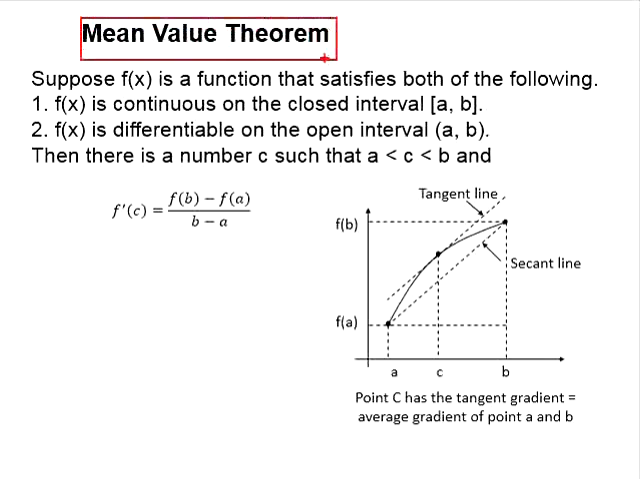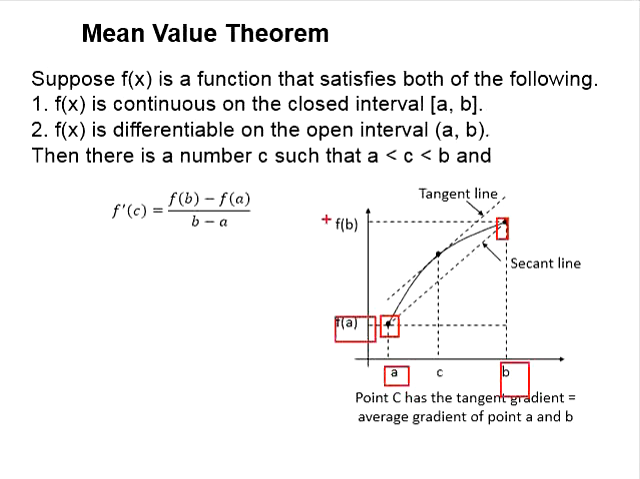Mean value theorems. Suppose that you have a function f(x) here. It starts at point A and ends at point B. The coordinates of point A and point B are given in the axis here. The straight line between point A and point B represents the secant line. This secant line has a certain gradient.